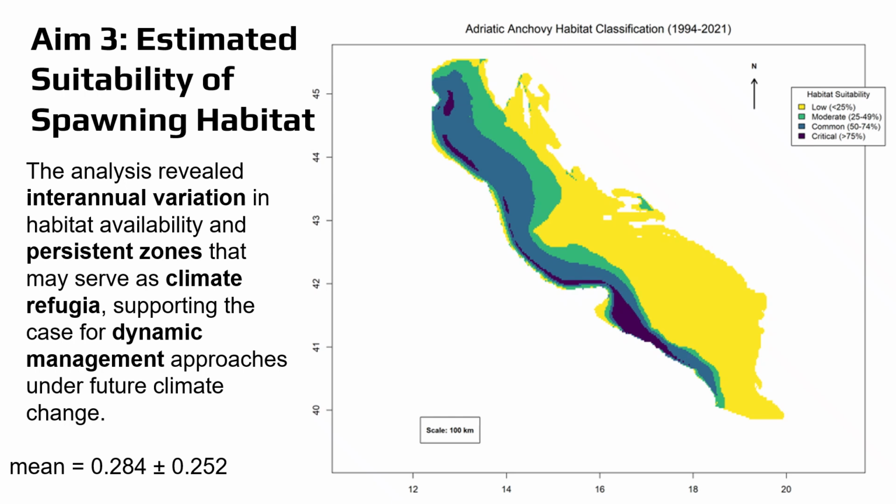Overall, about 28% of the entire Adriatic can be considered suitable in a given year, but this is quite a high degree of variability, so about 25%, really highlighting that these are dynamic basins and they require dynamic approaches to be able to maintain populations at sustainable levels in future climate conditions.